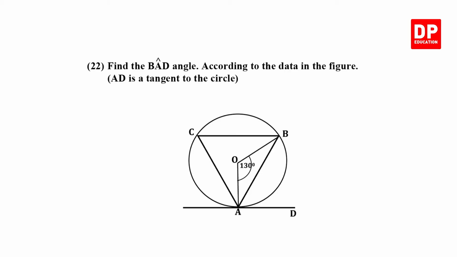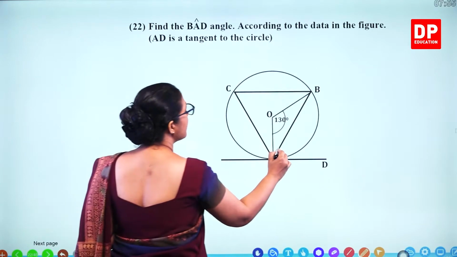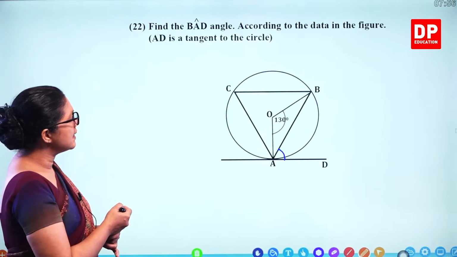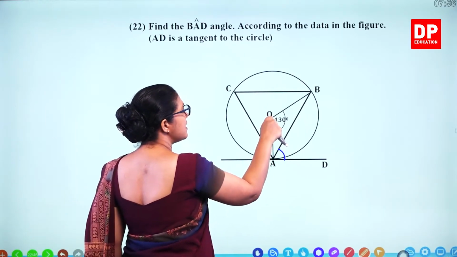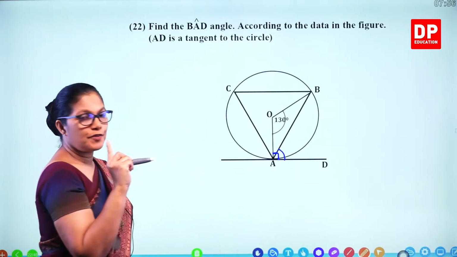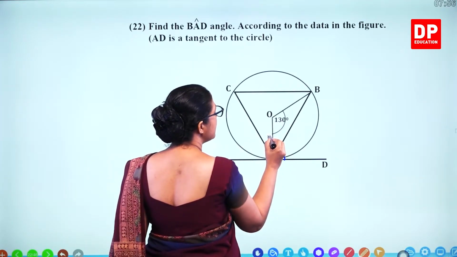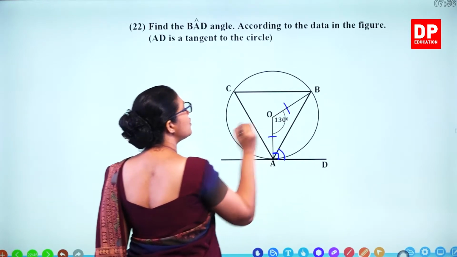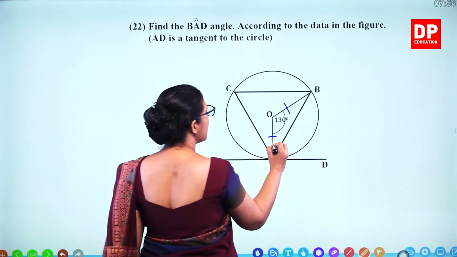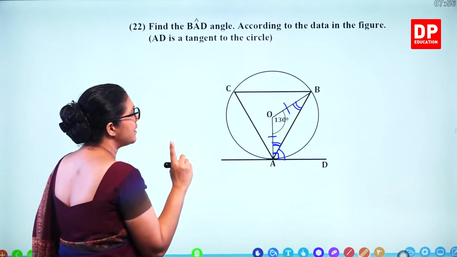Question number 22. Find the angle BAD. According to the data in the figure, AD is a tangent to the circle. AD is a tangent means this is the center, this is the radius, and this is 90 degrees. Radius and the tangent both are perpendicular. If this is 130 and this length is equal to this length, radii, OA is equal to OB, so that means this angle and this angle both are equal.